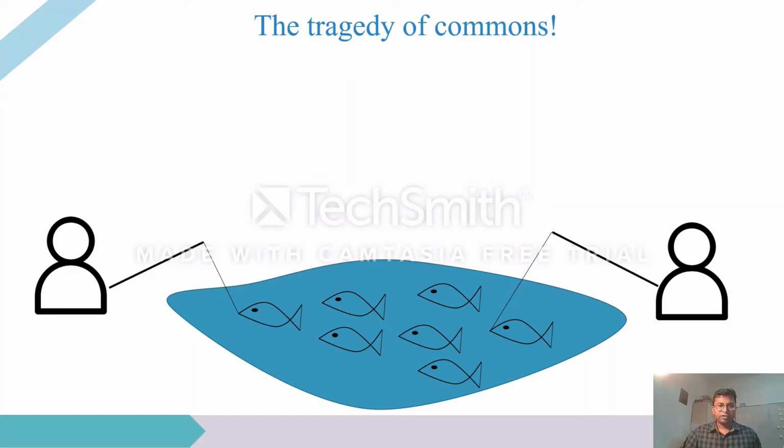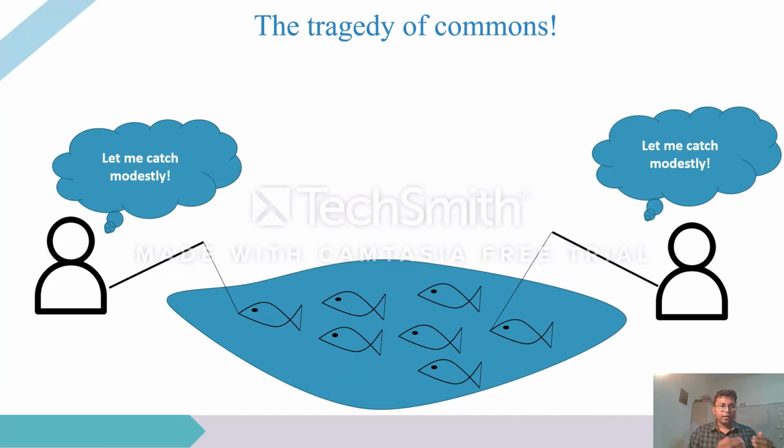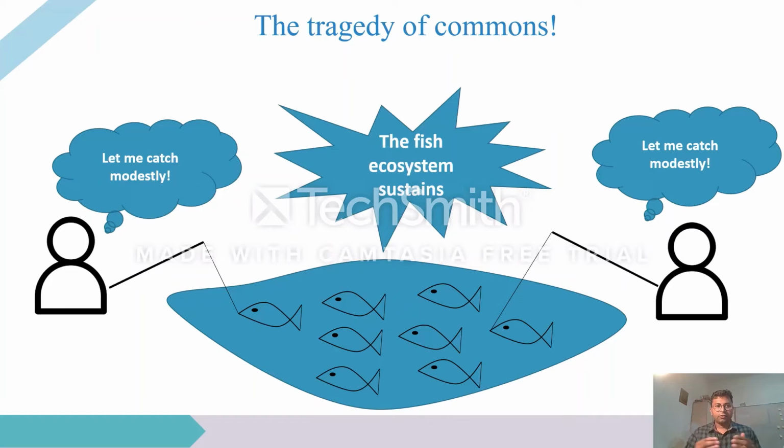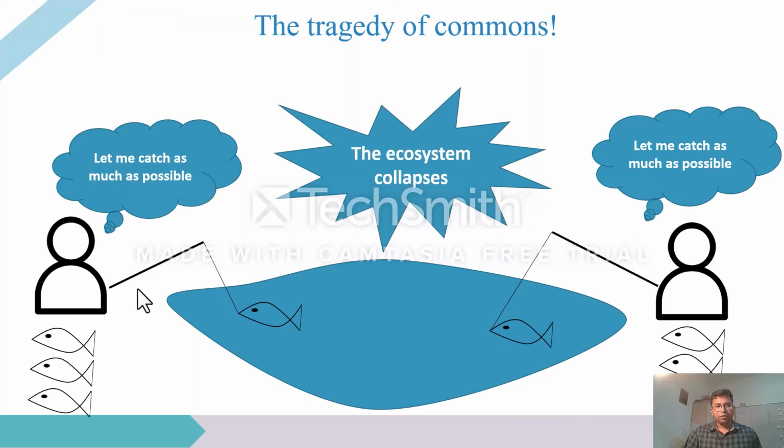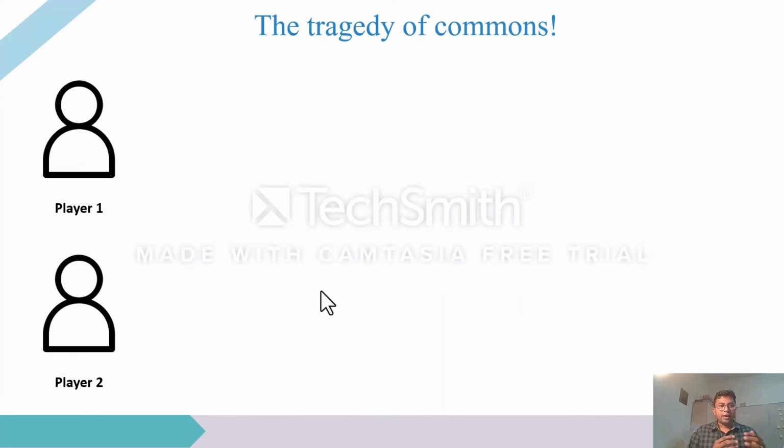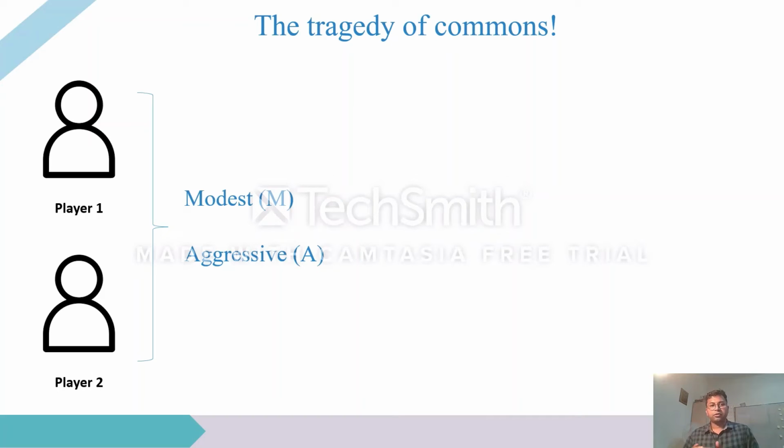If these two people fish modestly, then they catch only a low number of fishes and let the fishing ecosystem sustain. However, if these two people try to maximize their utility by catching as many fishes as possible, then there is a possibility that they end up catching all the fishes in the lake and the fishing ecosystem collapses. So, what should be the ideal fishing strategy for a particular player? Should they fish modestly and let the fishing ecosystem survive, or should they fish aggressively to maximize their individual utilities?